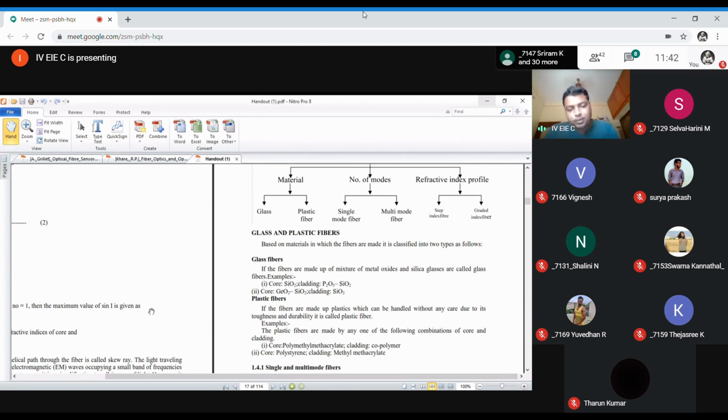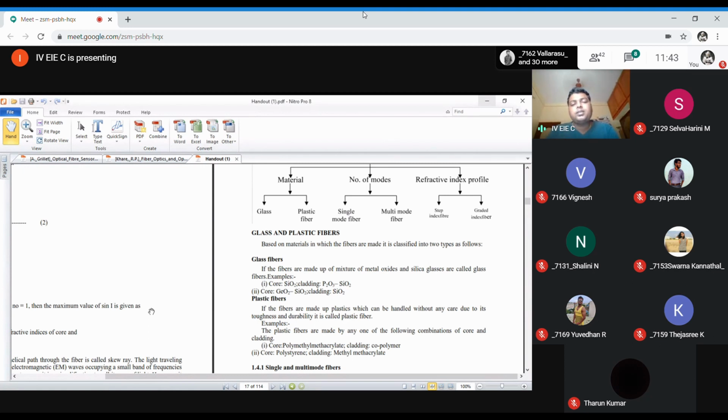So for that purpose, we have examples here. For the first kind, if I use the core as SiO2, the cladding will be a P2O3 SiO2 layer. So that makes a different refractive index for the cladding. If I use the core to be germanium oxide, that is a GeO2 SiO2 combination, then I will go for a cladding with simply an SiO2 layer. So this creates a change in refractive index with respect to core and cladding. Clear?